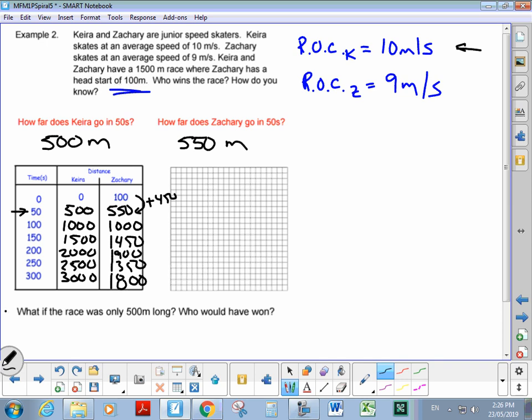Let's jump down here. What if the race was only 500 meters long? Who would have won? Well, if it was 500 meters long, so from the table of values, here's 500 meters, here's 500 meters, 550 actually. So who got there first? All right, who reached 500 first? So hopefully you're thinking, Zachary, because he's at 550 already. It took Kira 50 seconds to get there.